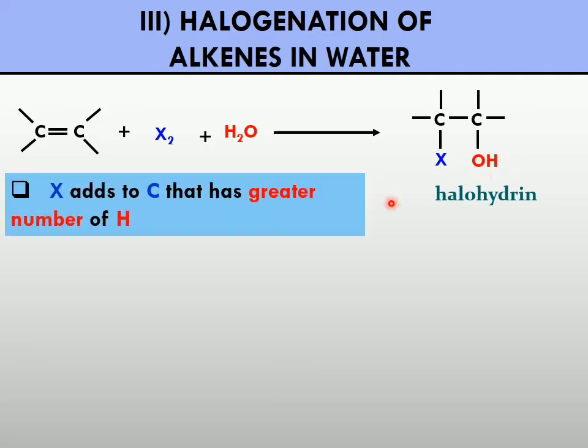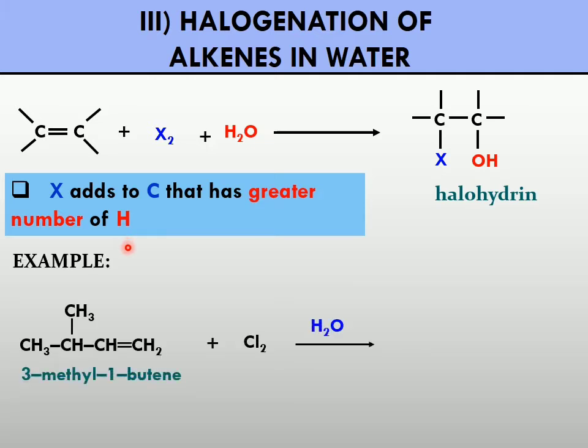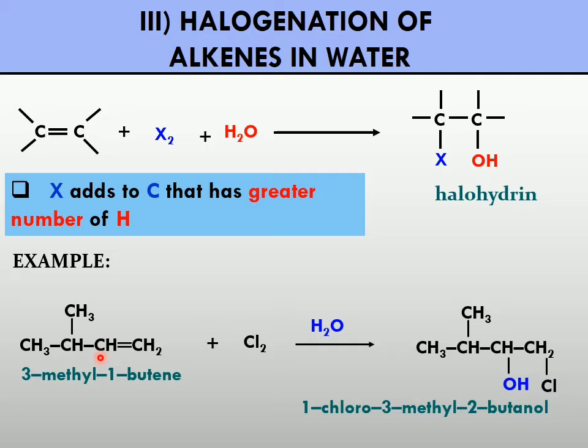So when we add the halogen, it will be added to the carbon that has a greater number of hydrogen atoms. So let's look at the example 3-methyl-1-butene. First I'm going to add the halogen. This carbon has 2 hydrogen atoms. So my halogen, the Cl, will be added on this carbon, and then the OH will be added to the other carbon. So remember, we add the halogen first to the carbon with the greater number of H.